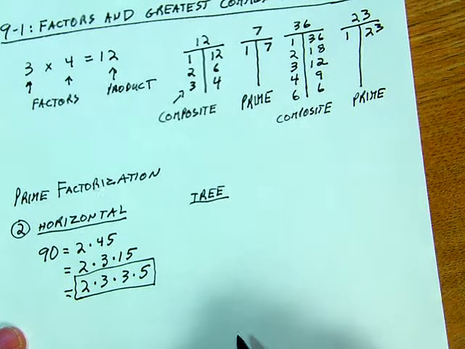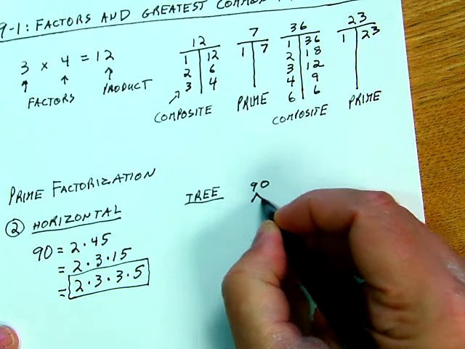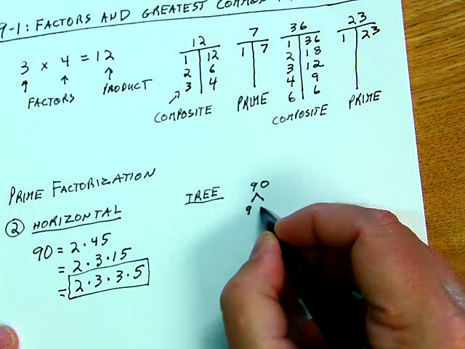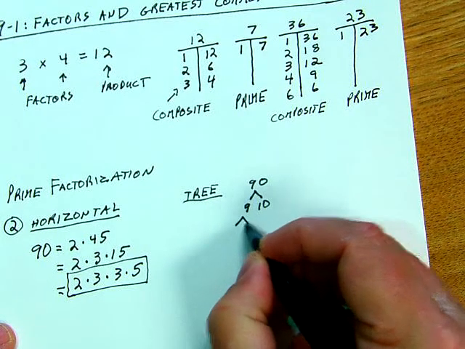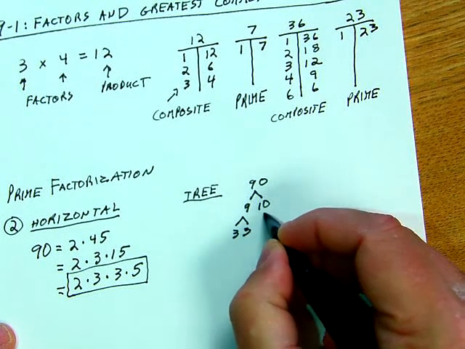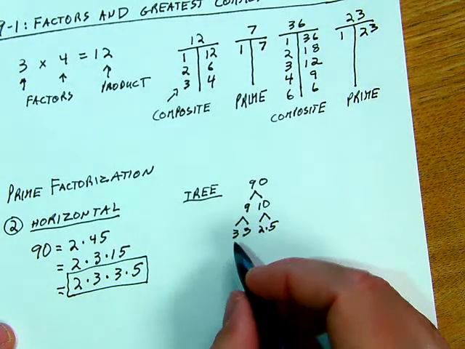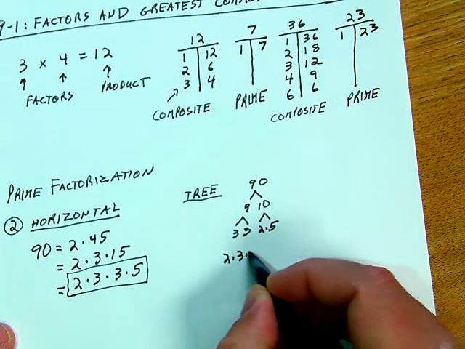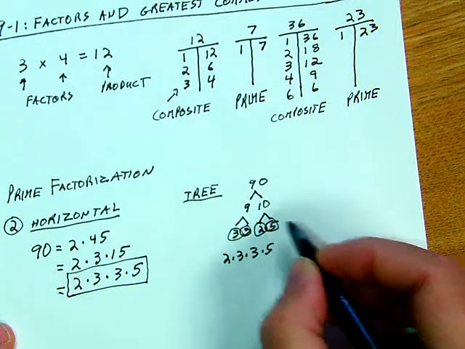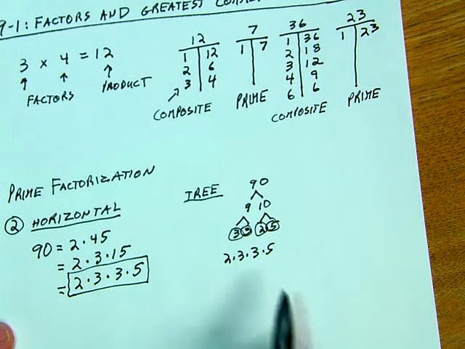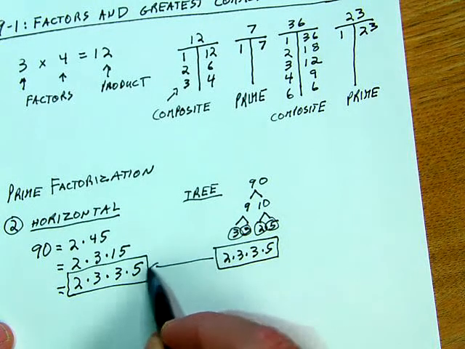Tree method, basically what you do is you start with your number, 90, and you draw a tree. You break it down into its parts. Let's say you can break it down into any part. I'm going to break it down to 9 and 10. Then 9 I'm going to break down into 3 times 3, and 10 into 2 times 5. And now if you look, if I order that in the right order, 2 times 3 times 3 times 5, the bottom of my tree is my prime factors.